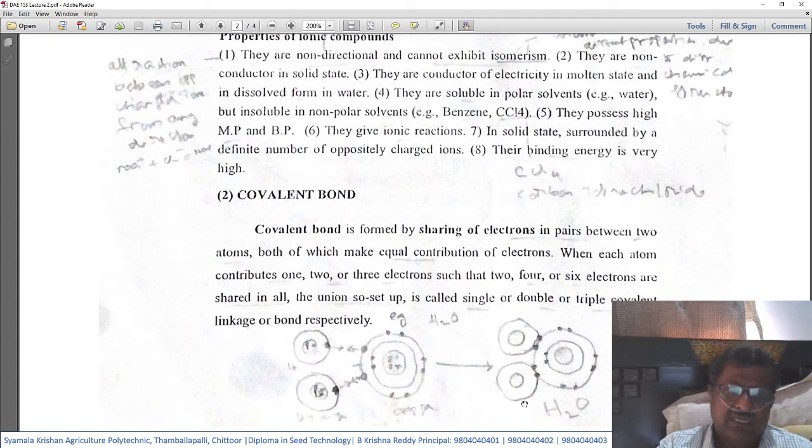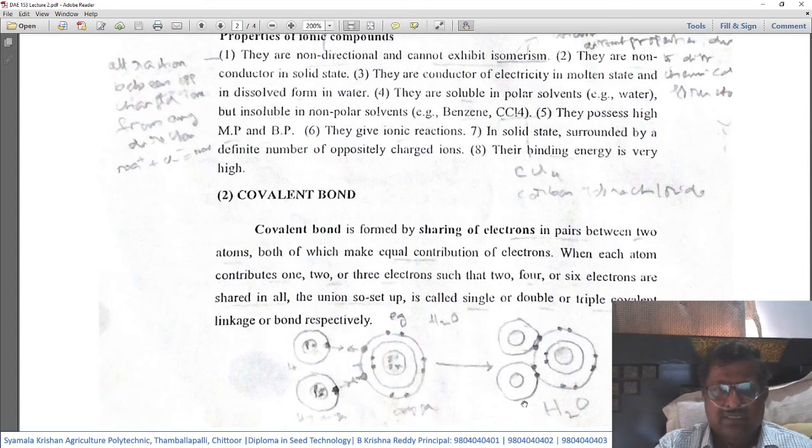Likewise, this is also another hydrogen atom. Then there is an oxygen. We know the oxygen configuration. Its atomic number is 8, which means there are 8 protons, 8 neutrons, and 8 electrons arranged in two orbits. That is, in the innermost orbit there are 2 electrons, and in the outermost orbit there are 6. Like this it will be there.